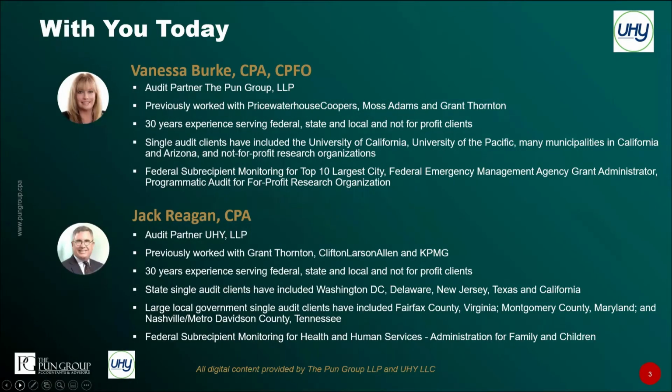So with that, I'm Vanessa Burke. I'm an audit partner with the firm of the Poon Group. My experience is 30 years in serving all levels of government, federal, state, and local, as well as not-for-profit. I've really focused in that area. Over half my career spent in Big Four with other very large firms, Moss Adams and Grant Thornton. Poon Group is a firm of approximately 5 offices, 3 in California, 1 here in Arizona, Phoenix, and 1 in Nevada.